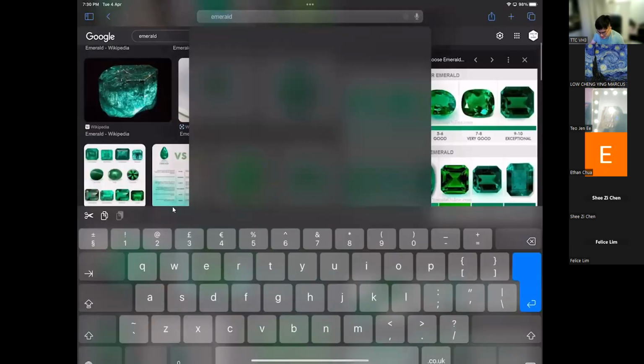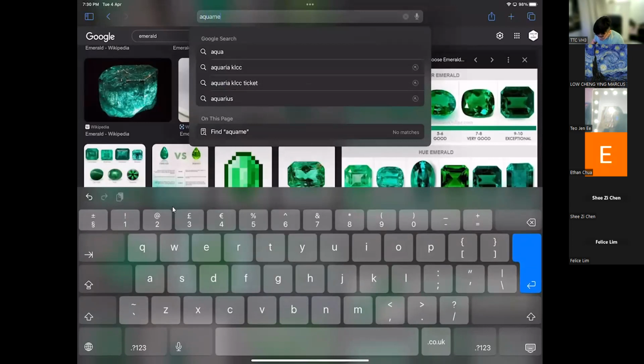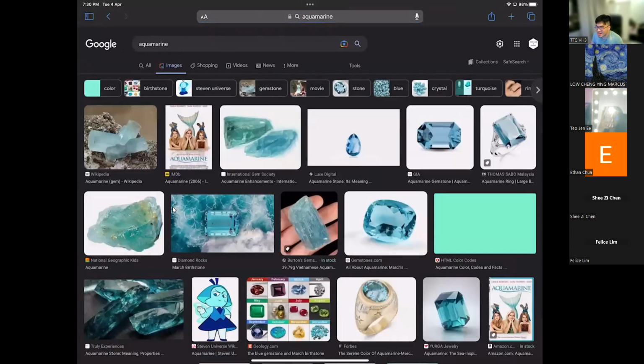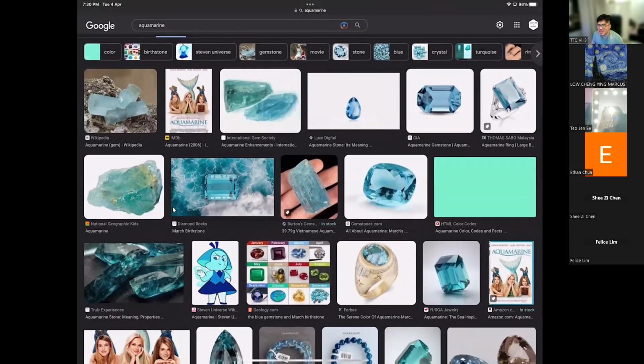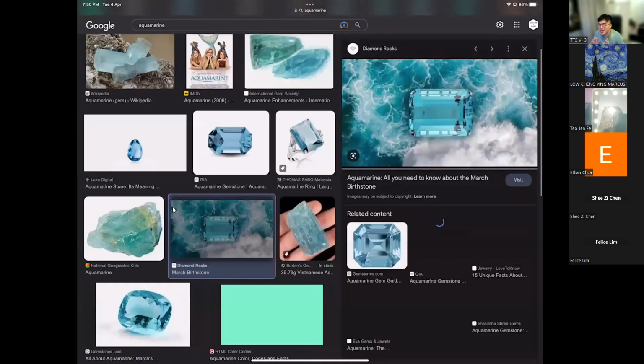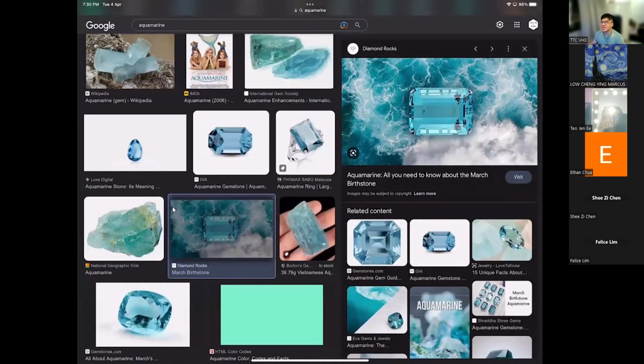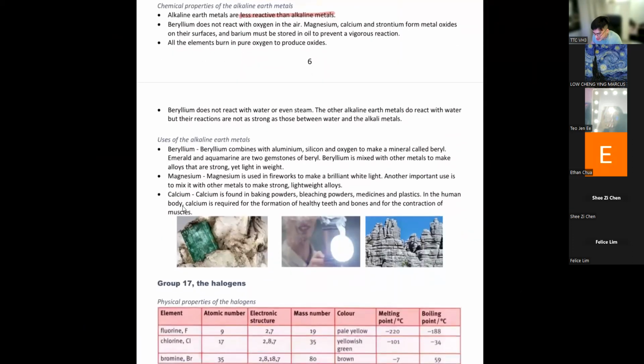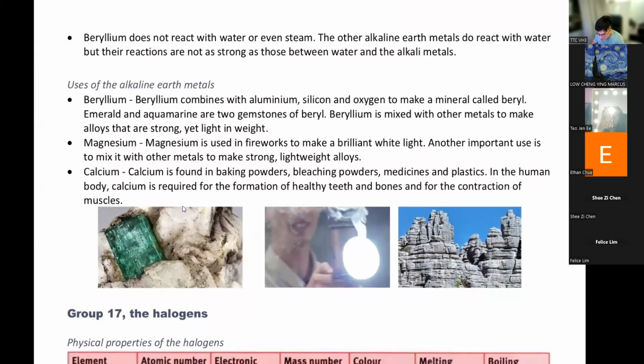Aquamarine is more like a, what's the color called again? The Tiffany blue color. Aquamarine lah. A little bit like emerald, but it's slightly bluer. What is this color called again, guys? For the life of me, I can't remember the color. Sorry, I'm a bit sick today, so my brain is not functioning very well. Anyway, so those are your minerals lah.